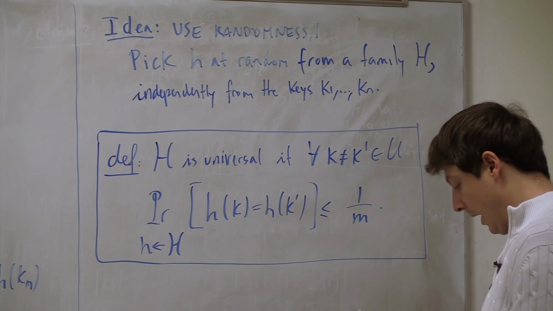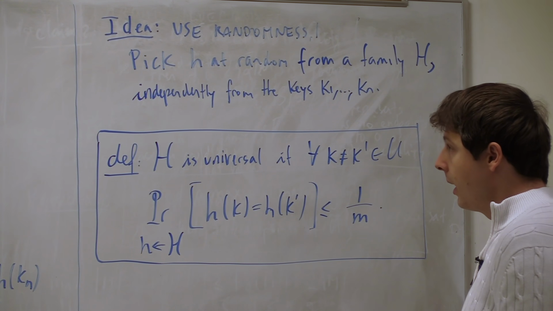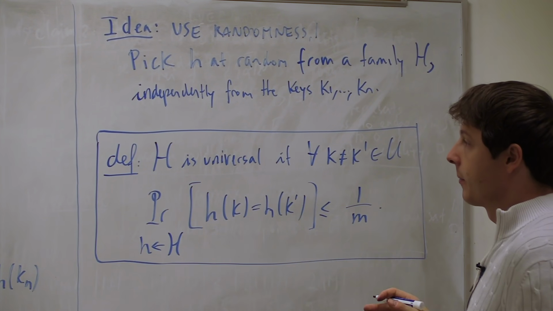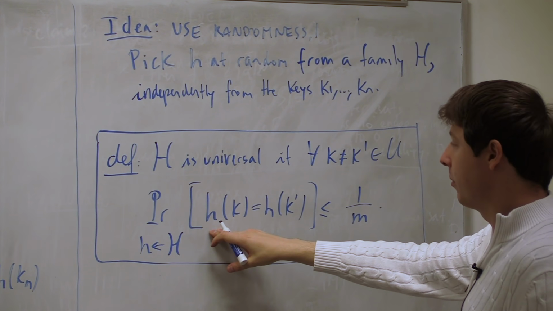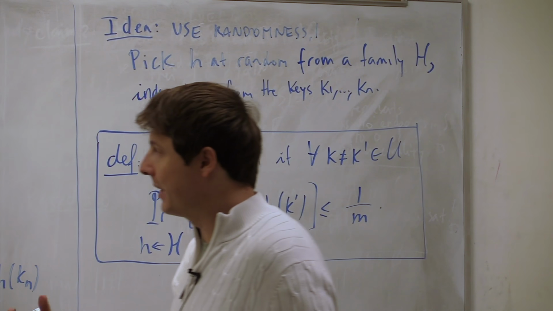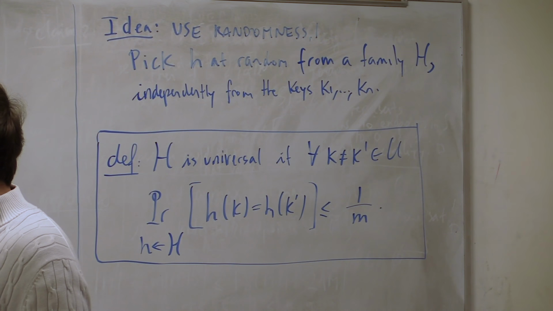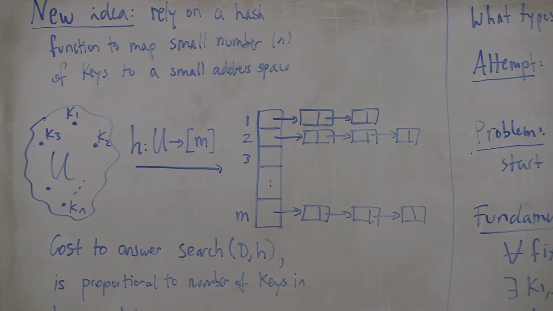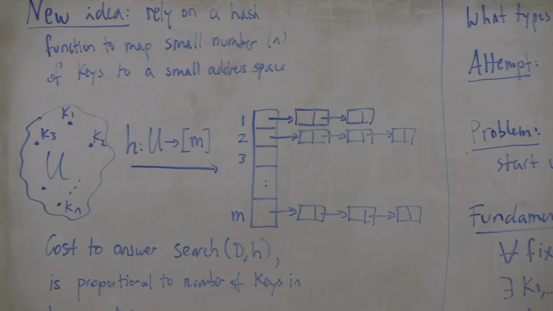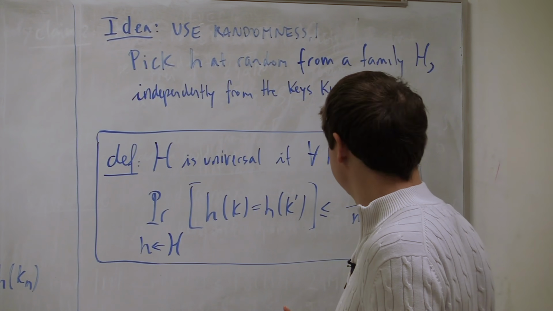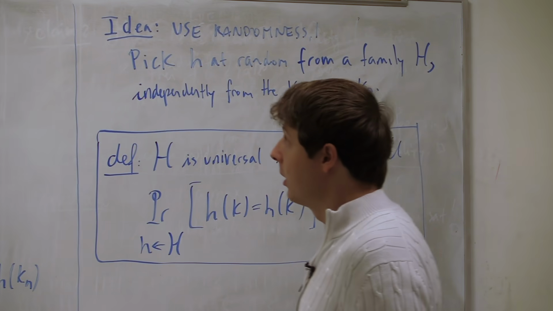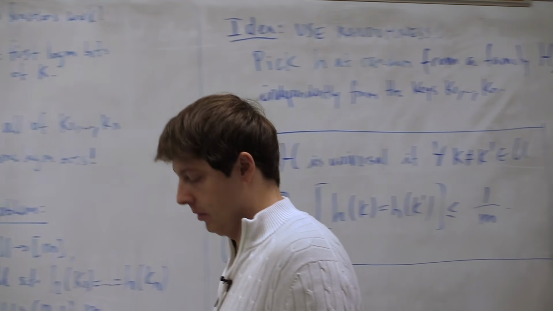And now what I want to prove is that with this, if you pick h at random from this family, then in expectation, each bucket will have a constant number of collisions. Okay? So I'm going to prove that. I will remove this one, delete it, and prove it here.